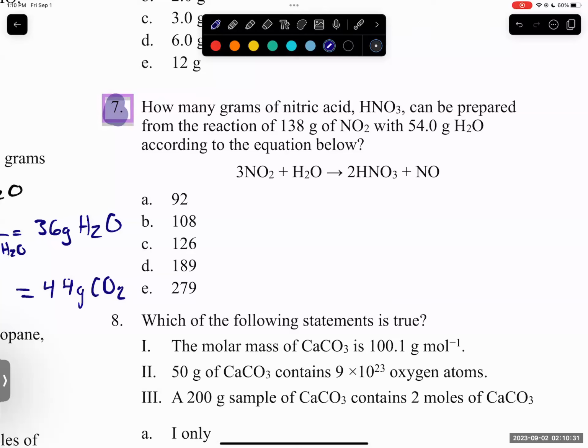So we use each reactant and convert that to moles of the desired product. And in this case, the desired product is nitric acid, right? Because that's what they typically asked, how many grams of nitric acid. So we say, all right, let's start with nitrogen dioxide. 138 grams of NO2. Molar mass of NO2 would be 46, I think. 46 grams for every 1 mole.